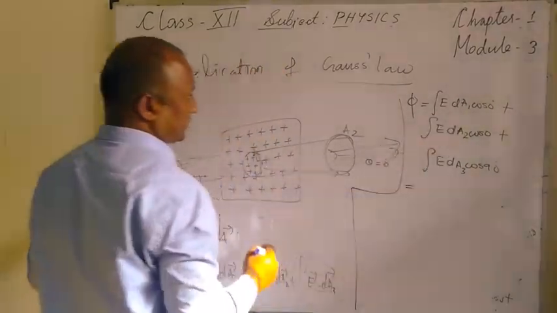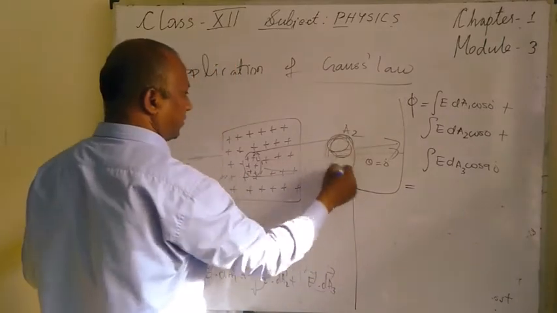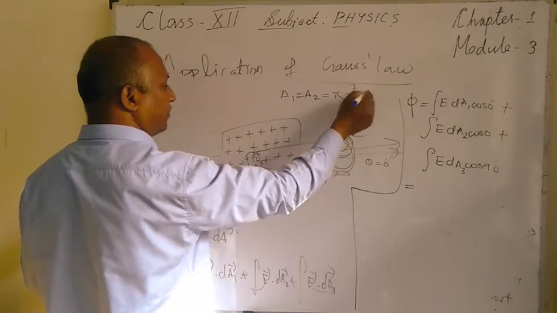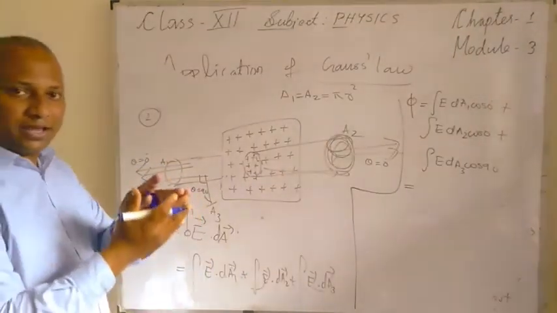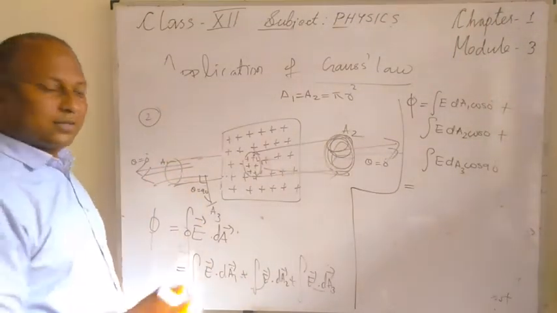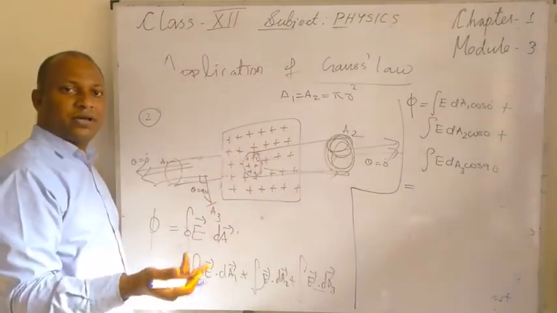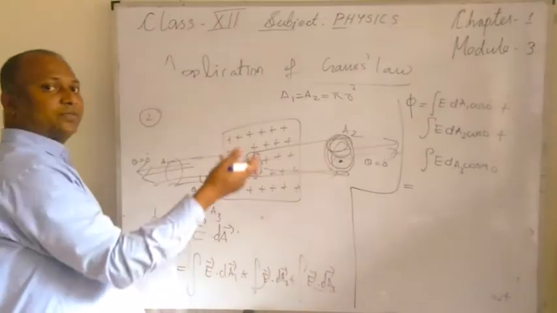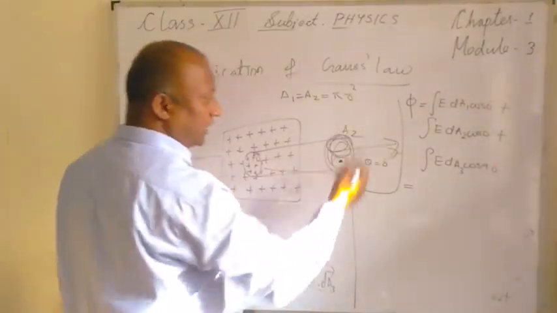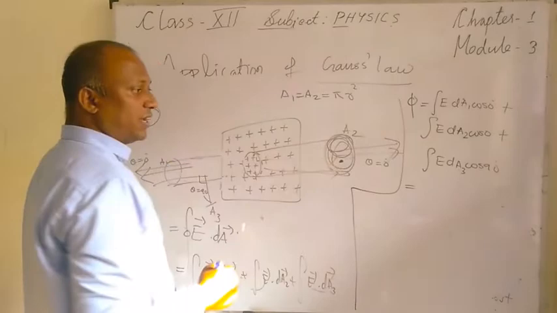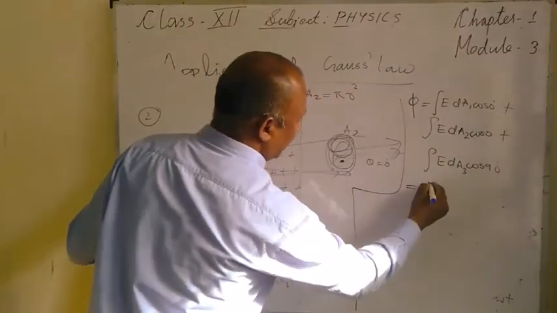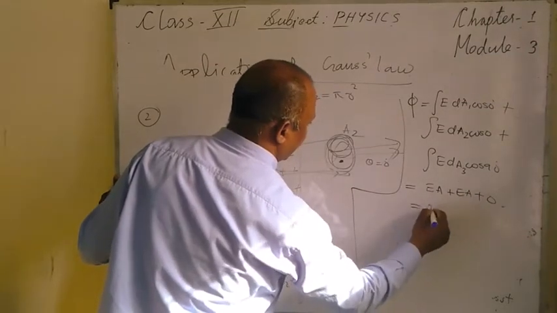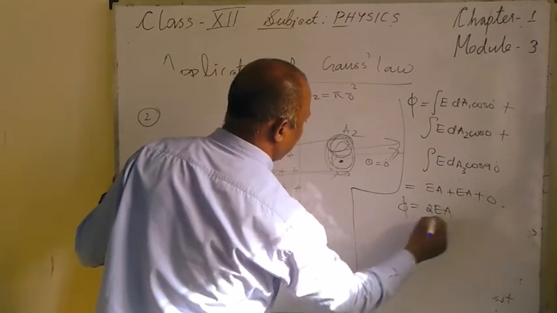So let me put the area A1 equal to A2 equal to pi r square, but the r has no importance here, because I can make any bigger or smaller cylindrical surface. It does not mean anything because at this point I am going to find the electric field. So it has no meaning of radius, only the distance here. So EA plus EA plus 0. So I get 2EA, that is the flux.